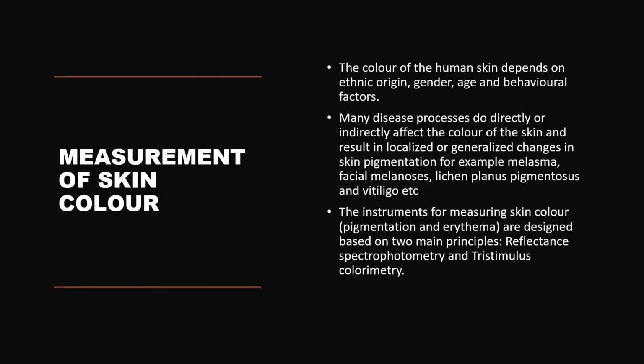Skin is basically used for thermoregulation. It has various functions apart from protection and others. The color of human skin depends on various factors like ethnic origin, gender, age, and behavioral factors. The biological function of skin is widely known. Many disease processes directly or indirectly affect the color of the skin. For example, skin pigmentation disorders such as melasma, facial melanosis, lichen planus pigmentosus, and vitiligo affect the skin color.